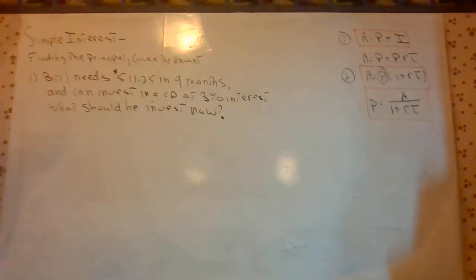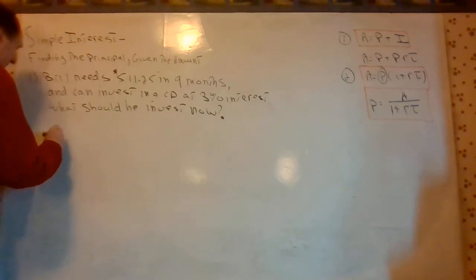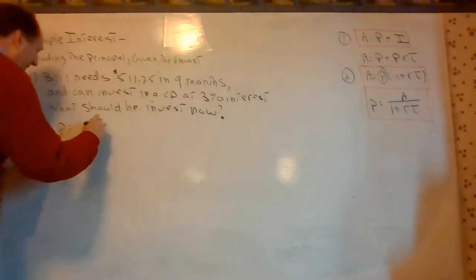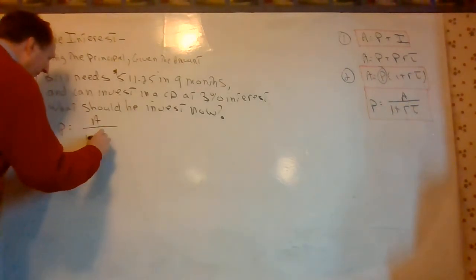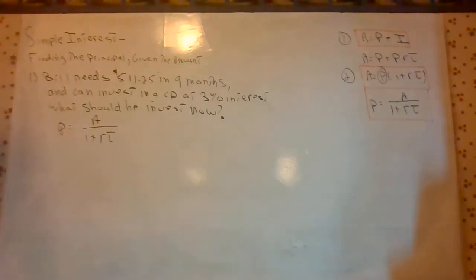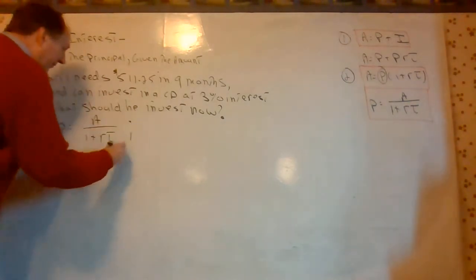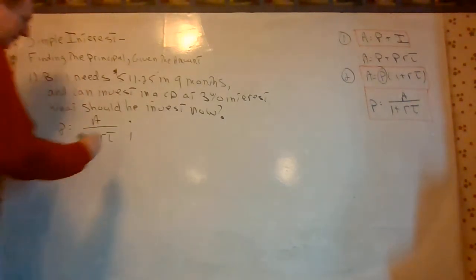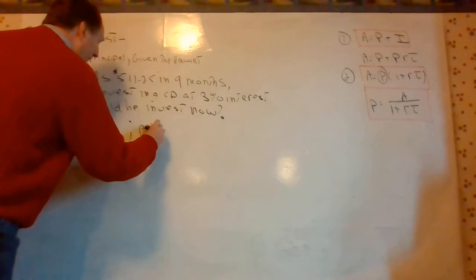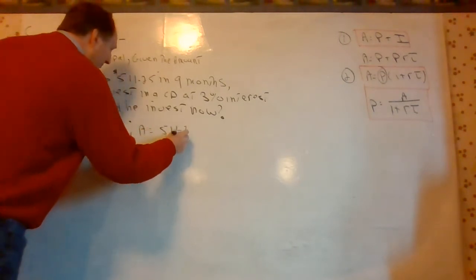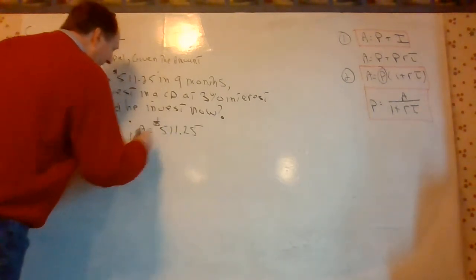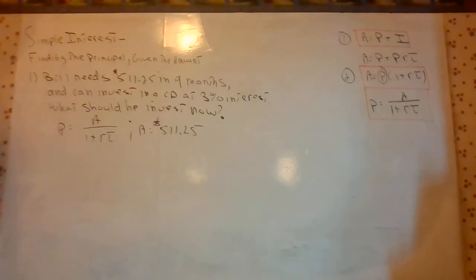So first state the formula. P equals A over 1 plus RT. Let's define the variables. I'll define them on the same row here. The amount is equal to 511.25. This way you don't have to bend over as far.